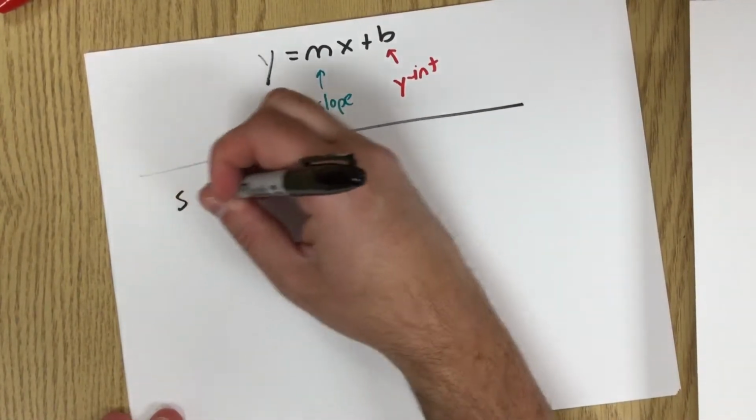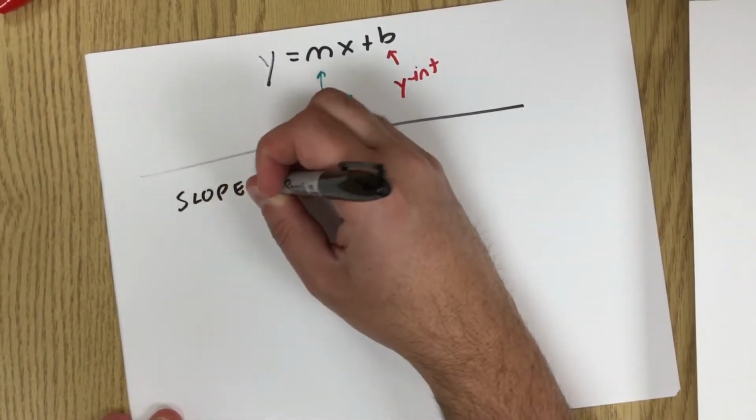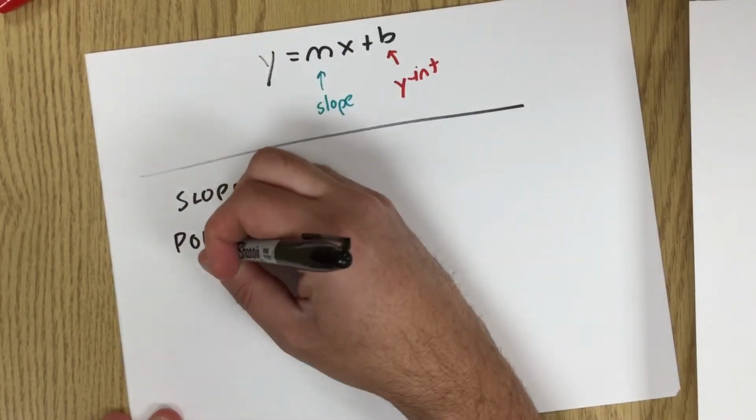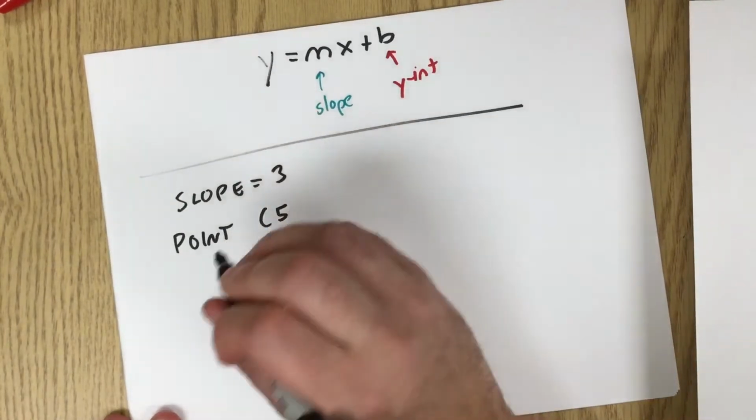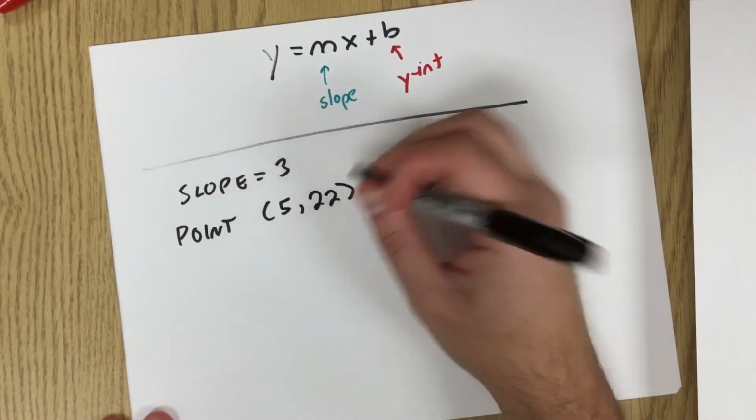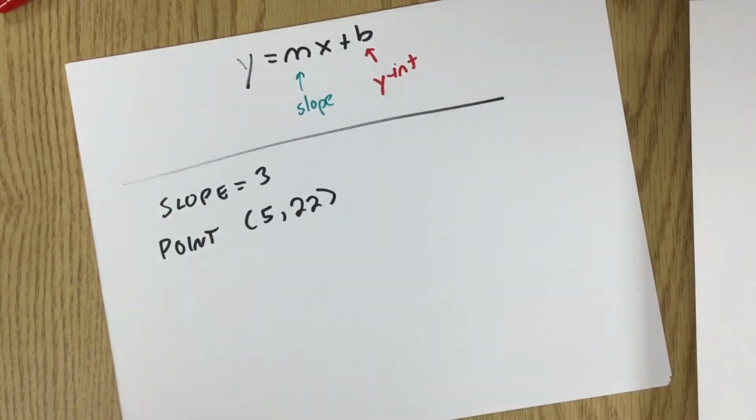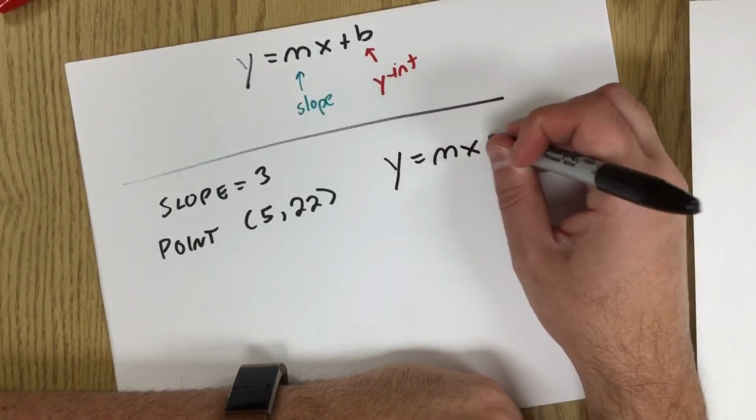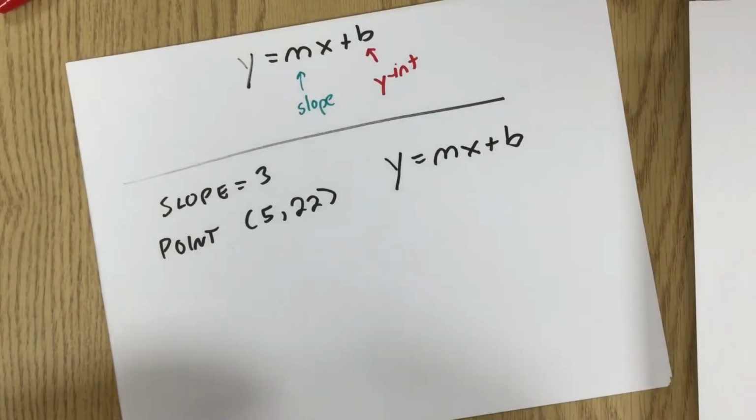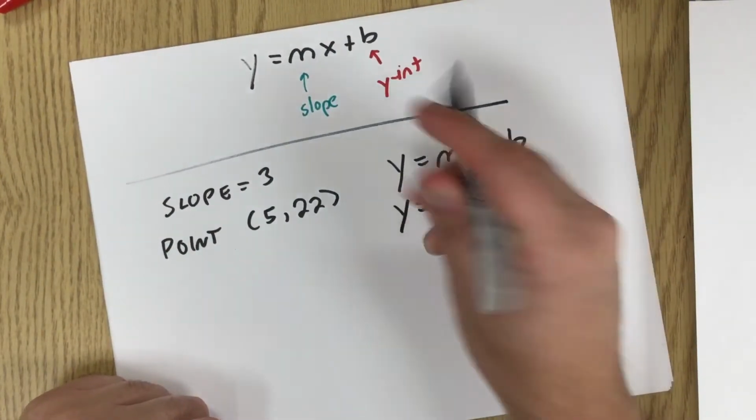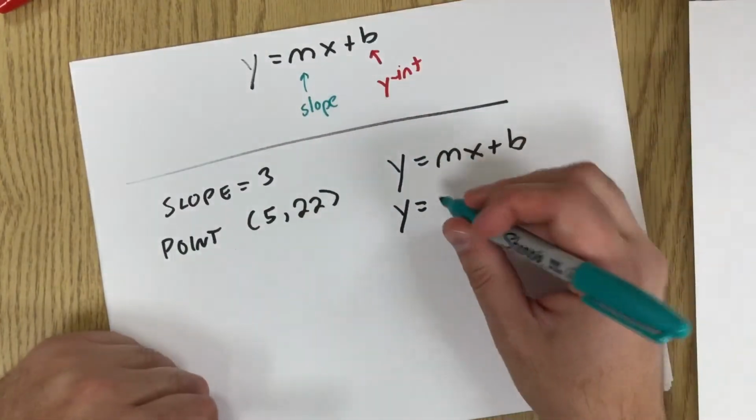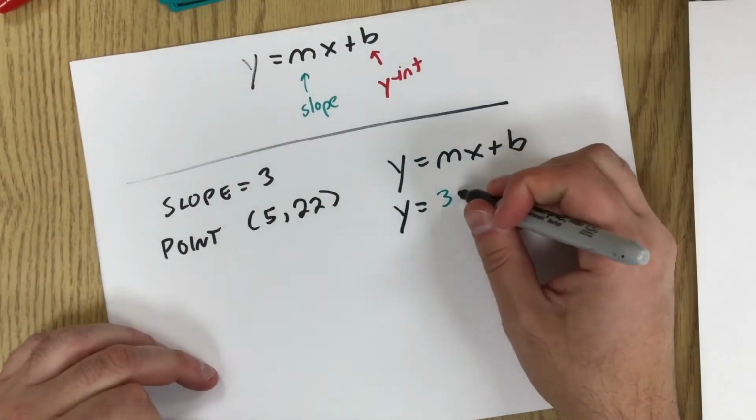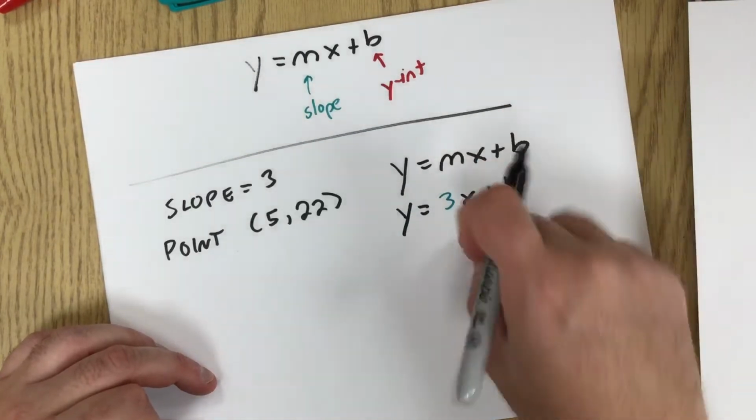So let's say, for example, the slope is 3, and I say it goes through the point (5, 22). So what we have is, we know the equation is y equals mx plus b. Now the slope is 3, and the slope is the m, remember? So the slope is 3x plus b. So instead of m, I wrote 3 because 3 is the slope.